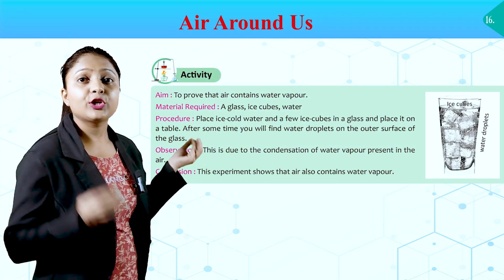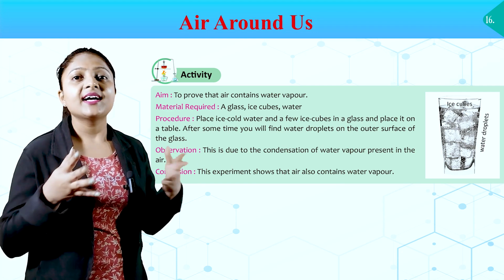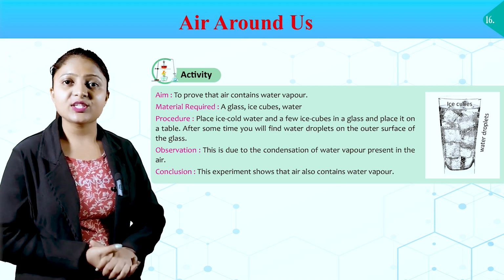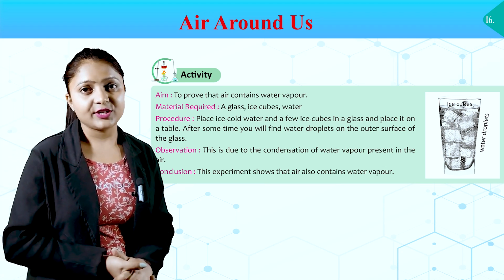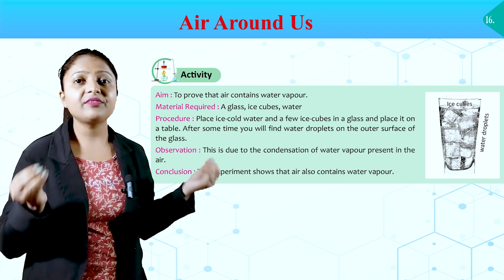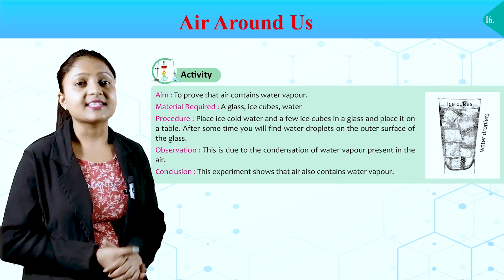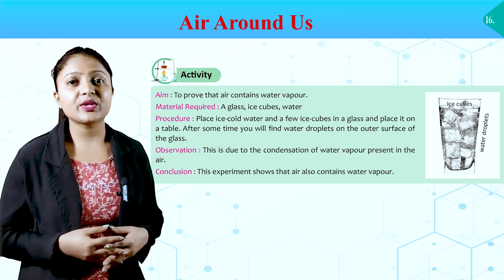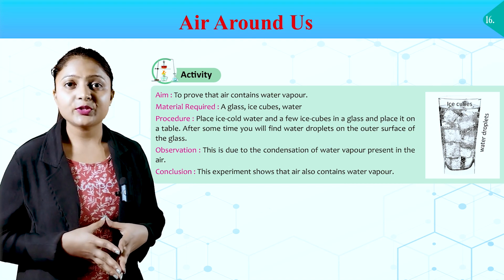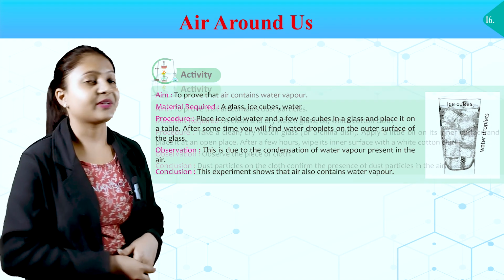Activity aim to prove that air contains water vapor. Material required: a glass, ice cubes, water. Procedure: place ice cold water and a few ice cubes in a glass and place it on a table. After some time, you will find water droplets on the outer surface of the glass. Observation: this is due to the condensation of water vapor present in the air. Conclusion: this experiment shows that air also contains water vapor.